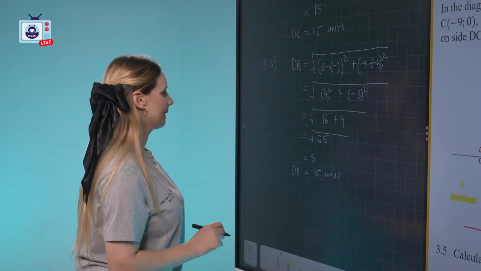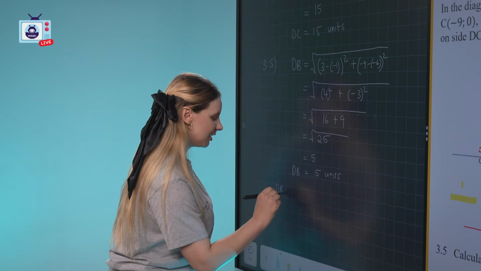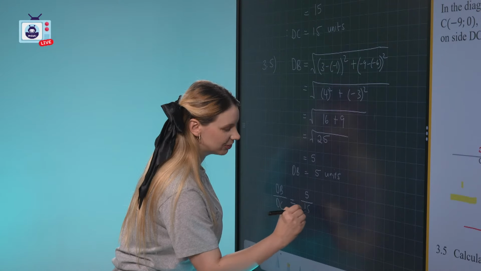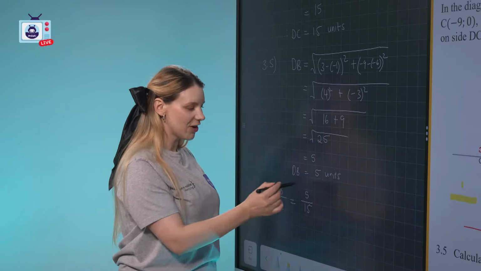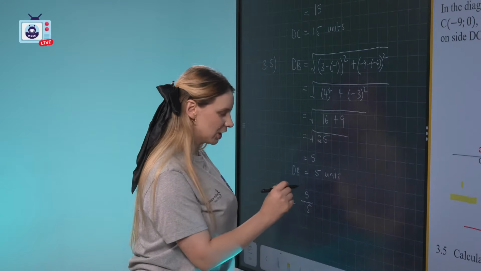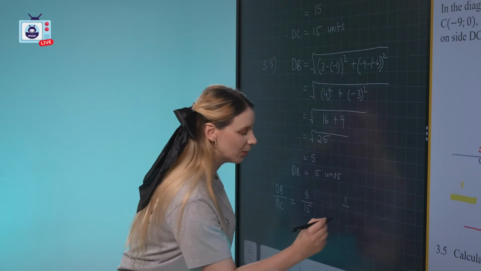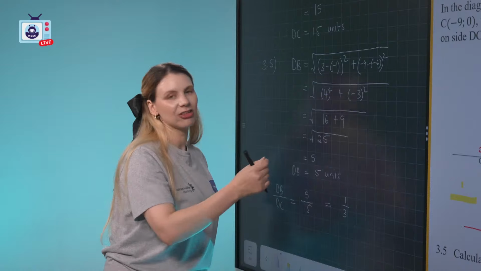Right, so we've got dB over DC, which is equal to 5 over 15. Remember, DC was 15, so this is my ratio now, 5 over 15. And we can also simplify that. 5 can go into 5 once, so 5 can go into both the numerator and the denominator. 5 goes into 15 3 times. So the ratio is actually 1:3.